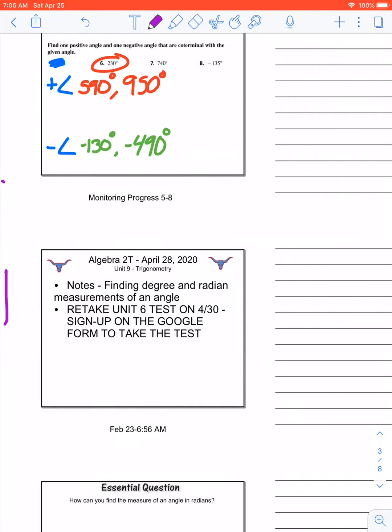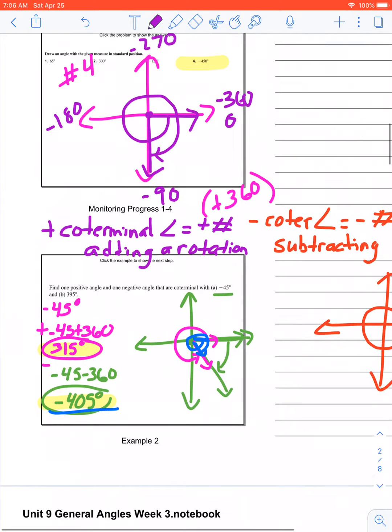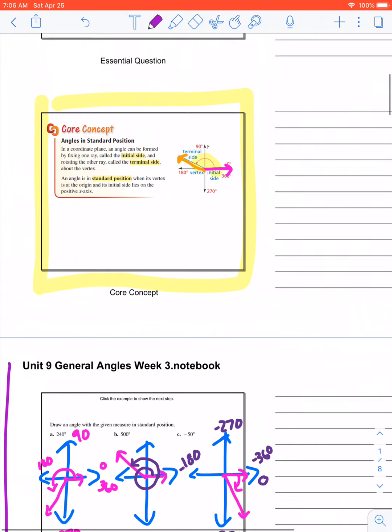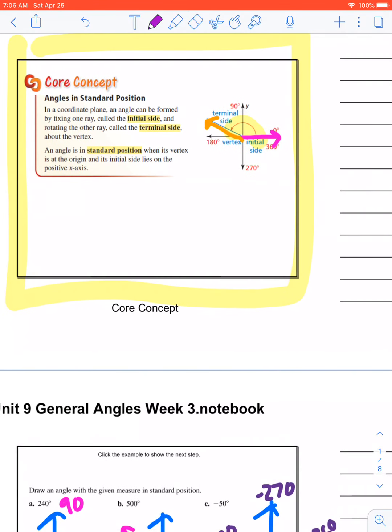So last class period, we talked about how to draw angles in standard position and what that looks like, knowing that you have an initial side that's always on the x-axis and the terminal side that moves. It's important to have the arrow right here to tell me whether it's positive or negative. So that's what we did last class period.